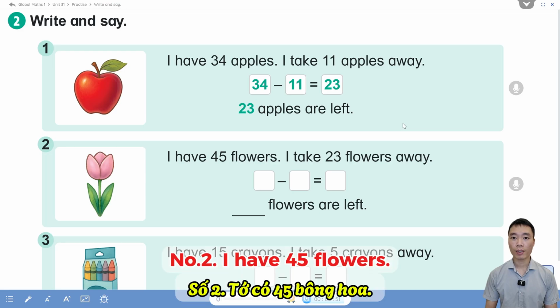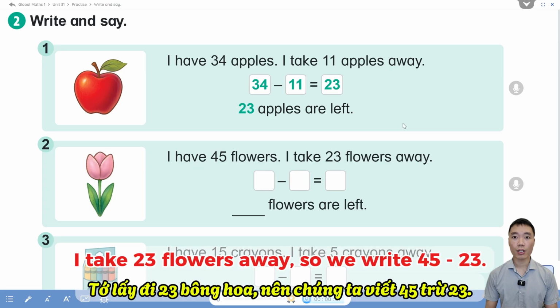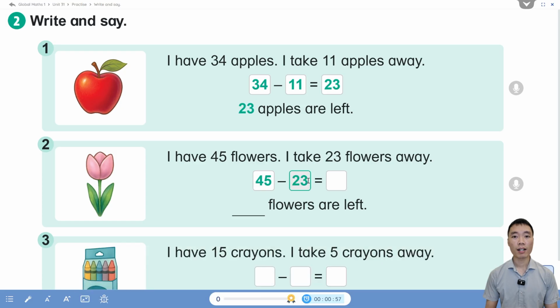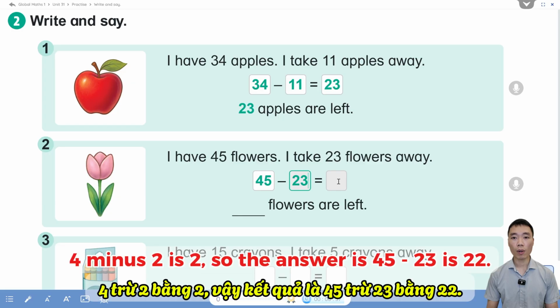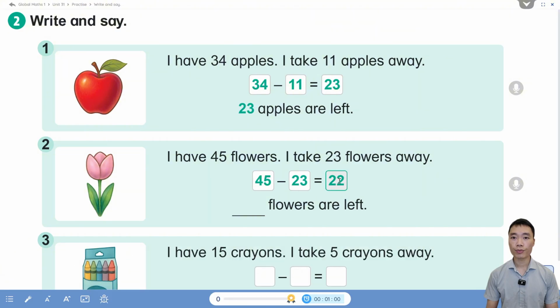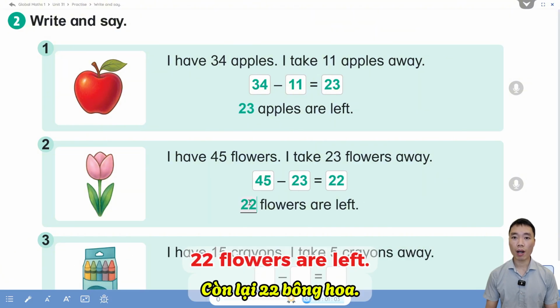Number 2. I have 45 flowers. I take 23 flowers away. So we write 45 minus 23. 5 minus 3 is 2. 4 minus 2 is 2. So the answer is 45 minus 23 is 22. 22 flowers are left.